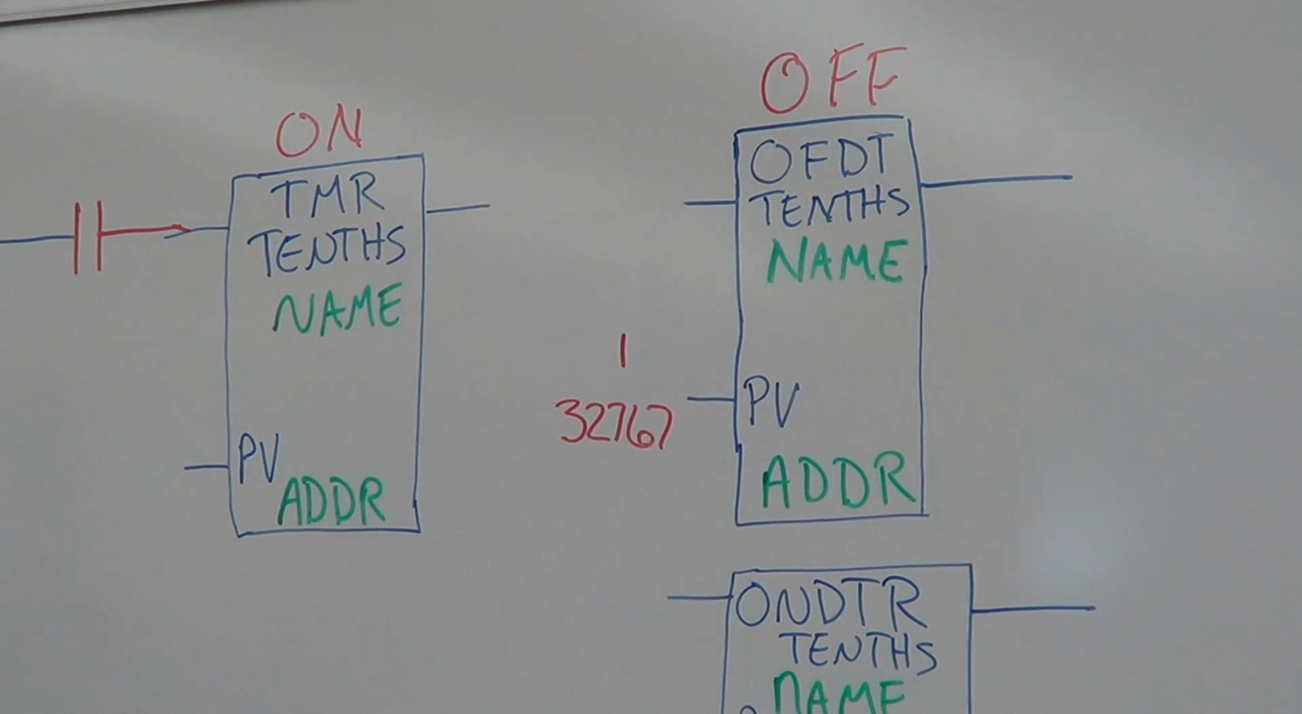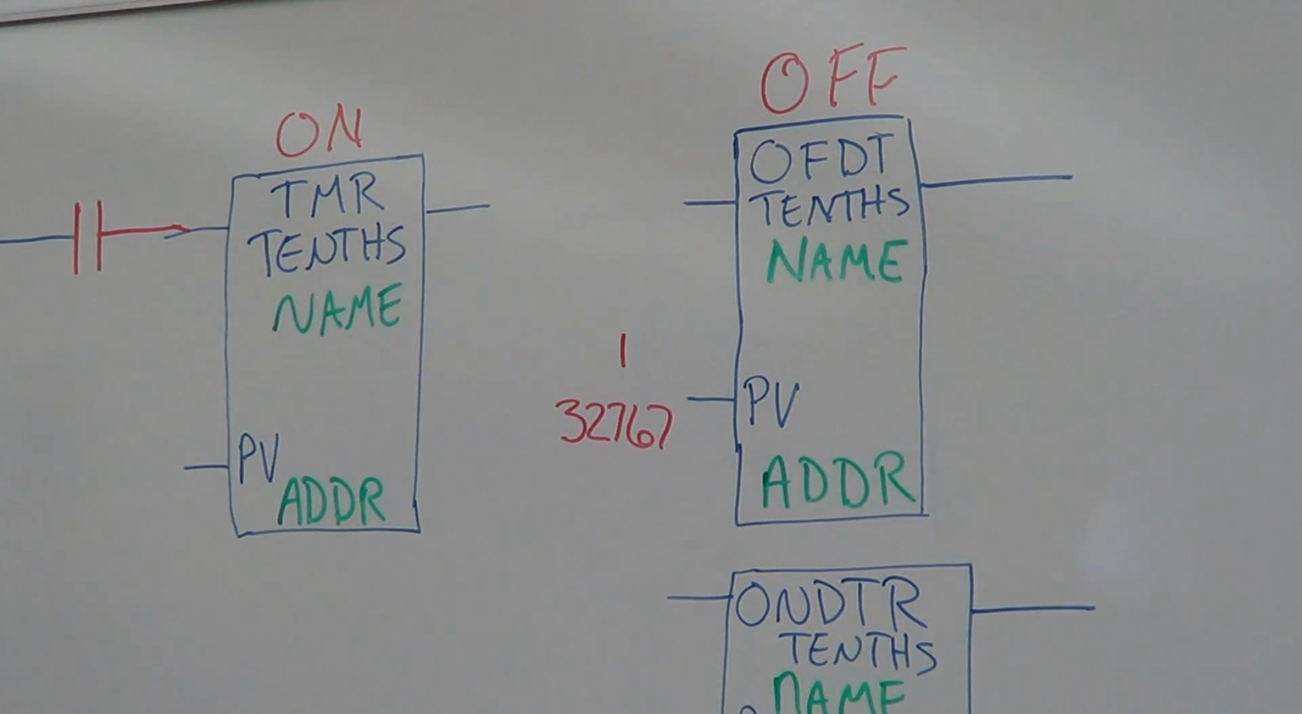32767 is because it's a 16-bit word. It's a signed word. The maximum count you can put in there is 32,767. Okay? That's what we can represent, the maximum positive integer we can represent with 16 bits.